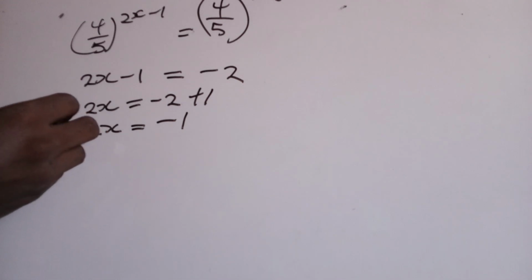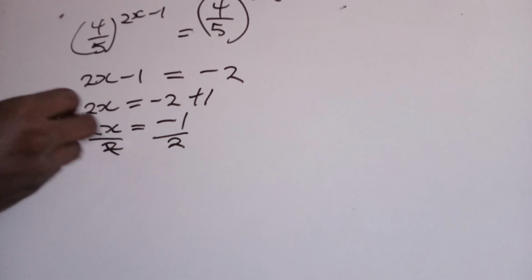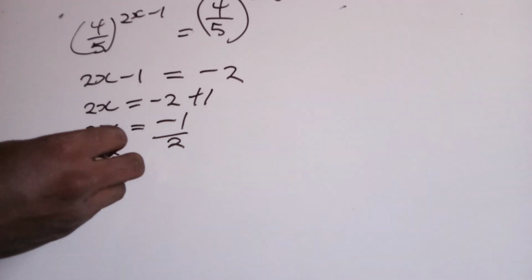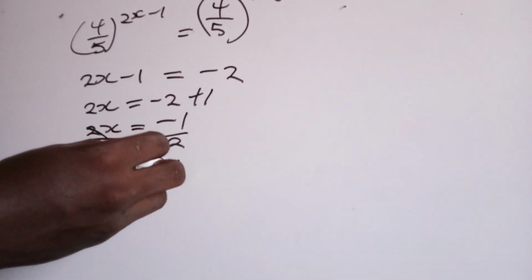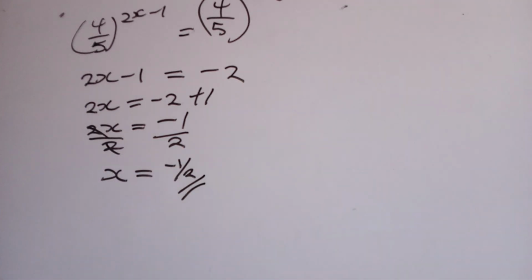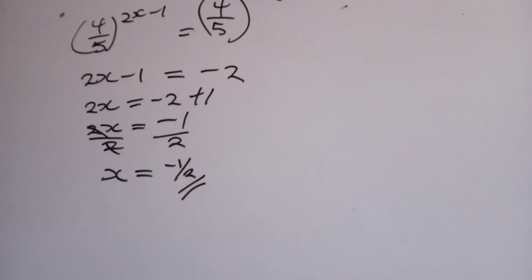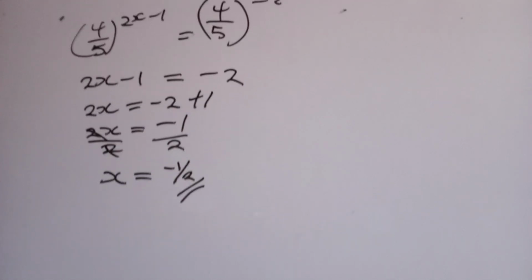When we divide both sides by 2, our x will now be equal to minus 1 all over 2. So our final answer here is minus 1 all over 2.